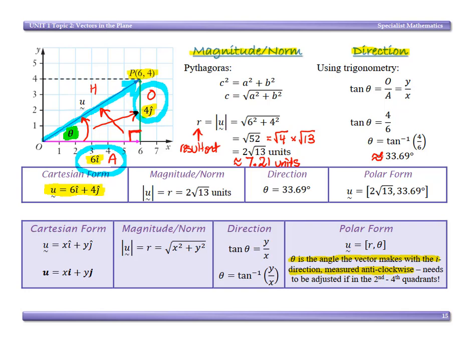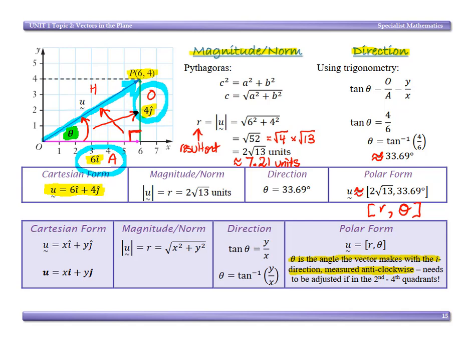So now we have more information about this vector. We have the Cartesian form, which is 6i plus 4j. We have the magnitude, which is 2 root 13 units. We have the direction, which is 33.69 degrees. So we can express it in polar form, which is in terms of r being our resultant and theta being our direction. So 2 root 13, comma, 33.69 degrees, and again I should state that that's approximate.